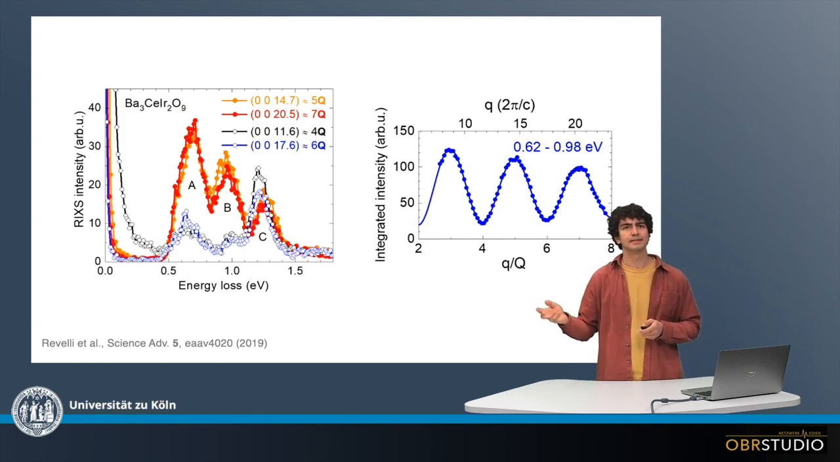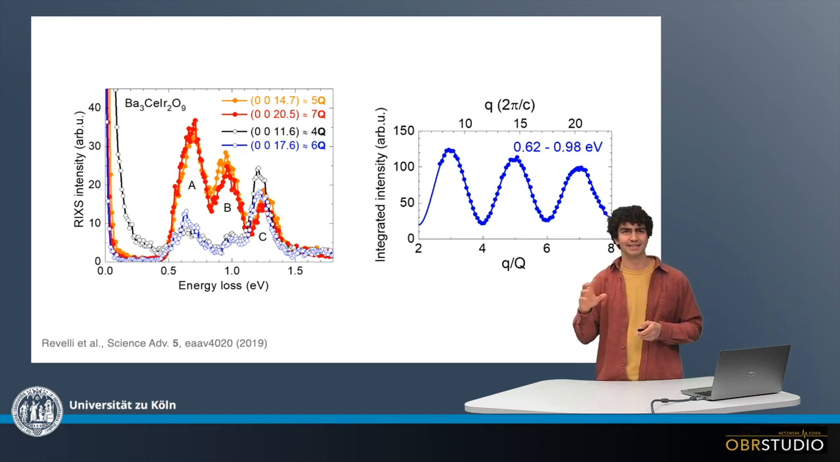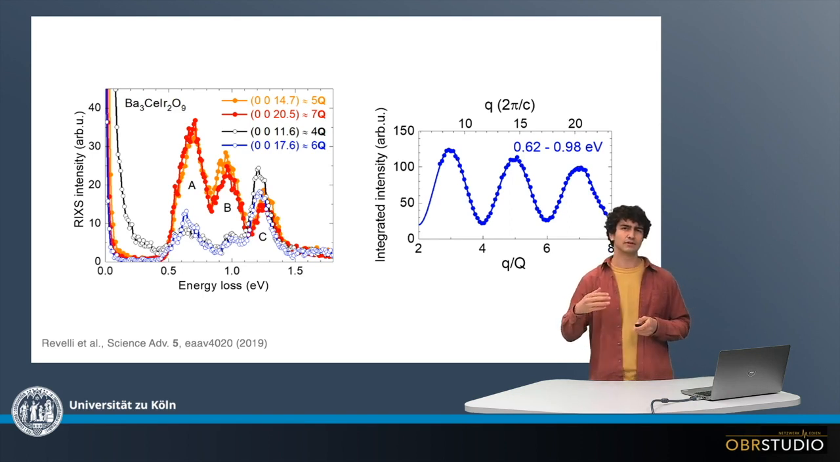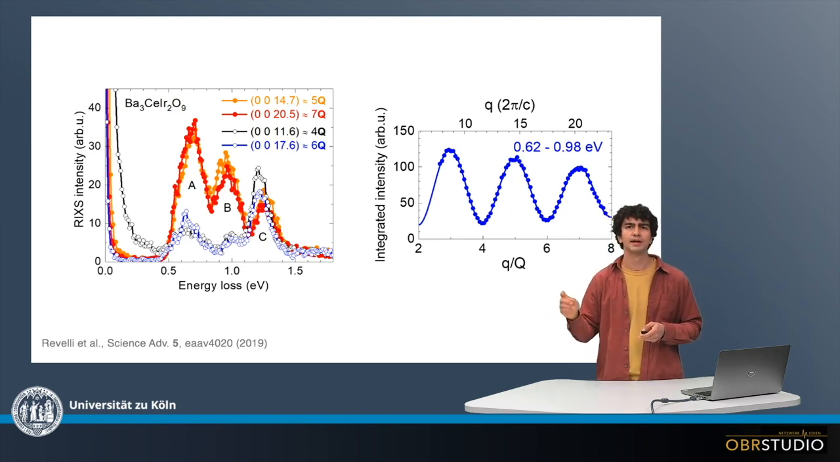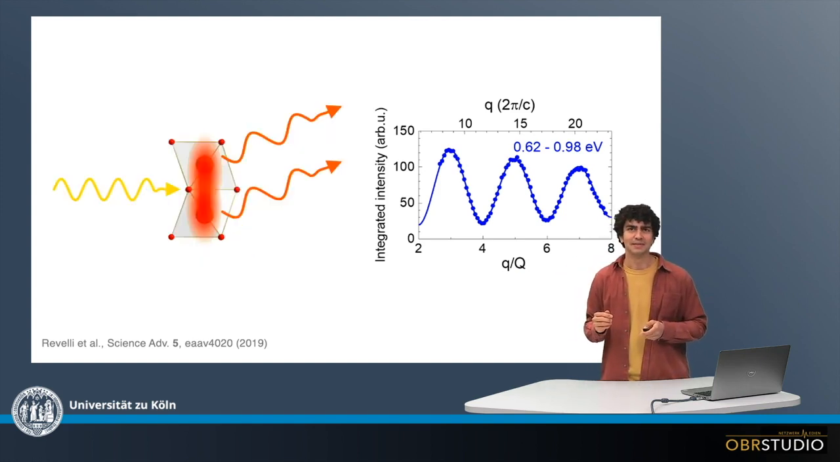You can see three peaks, A, B and C, but what is most unusual and interesting is the behavior of the intensity of these peaks as a function of the exchange momentum, as a function of the scattering geometry. In fact, we could see a periodic sinusoidal modulation with maxima and minima. Why is that? What is that?